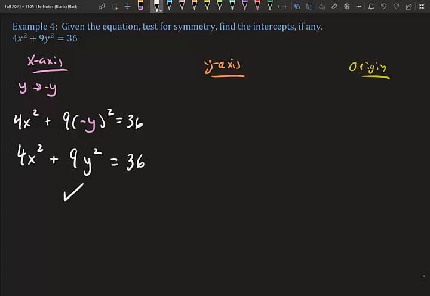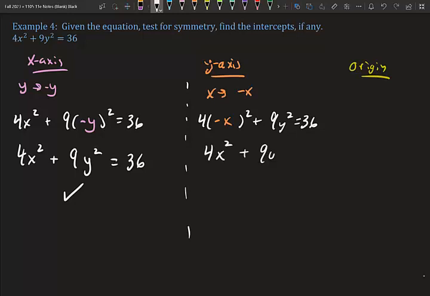Sweet. Let's keep going. Let's do our y-axis. So for y-axis, we switch x to negative x. So we have 4 blank squared plus 9y squared equals 36. And in that blank, we're plugging in negative x. So negative x squared, that's positive x squared. So we have 4 positive x squared plus 9y squared equals 36. Oh my gosh, it worked again. Do you think it's going to work for the origin? It is. It's going to work for the origin.